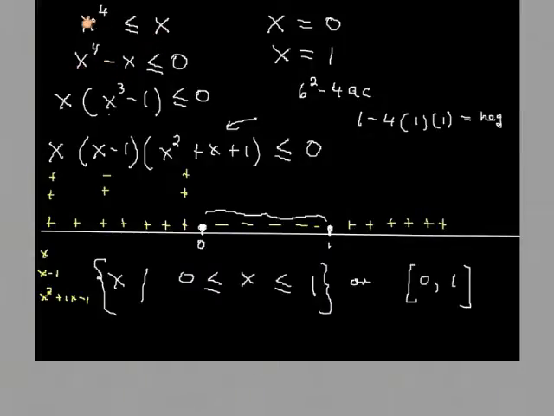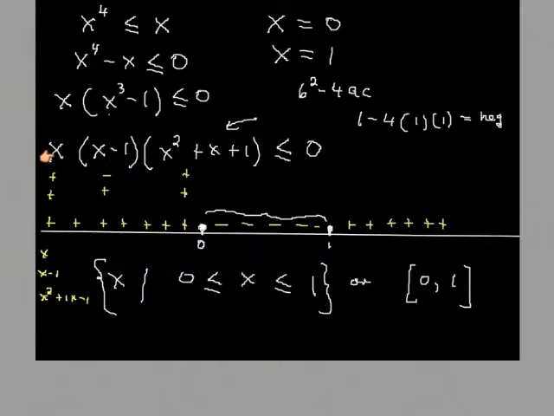Here's another problem. x to the power 4 is less than or equal to x. So again, bring the x to one side. You get x to the power 4 minus x less than or equal to 0. Let's factor this. First, factor the greatest common factor out, which is x, and you get x cubed minus 1. You notice that this is a difference of cubes. So you factor this again: x times (x minus 1) times (x squared plus x plus 1).